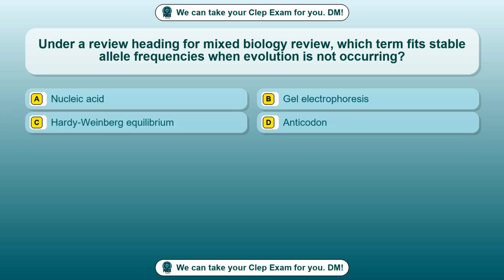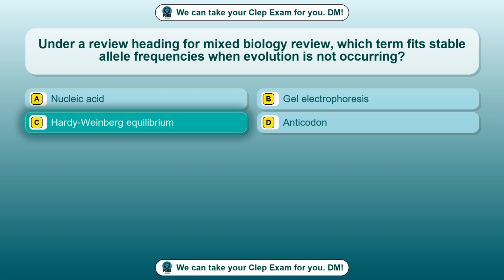Question 27. Under a review heading for mixed biology review, which term fits stable allele frequencies when evolution is not occurring? Option A, nucleic acid. Option B, gel electrophoresis. Option C, Hardy-Weinberg equilibrium. Option D, anticodon. The correct answer is option C, Hardy-Weinberg equilibrium.